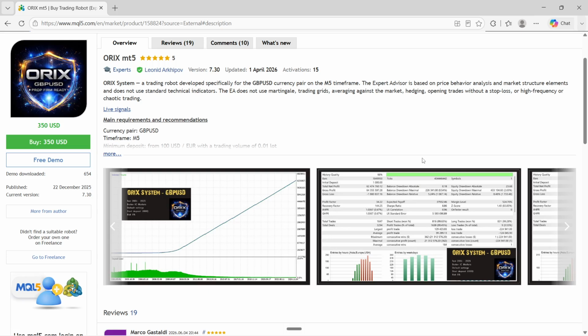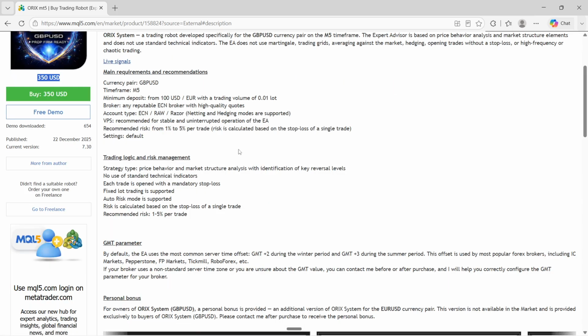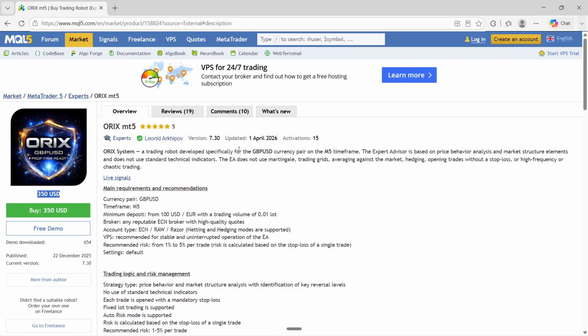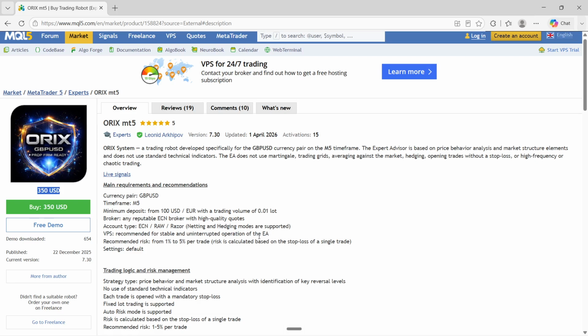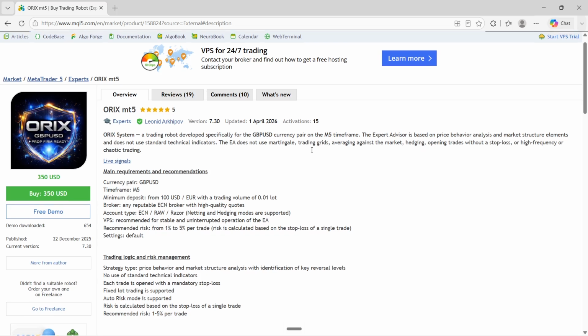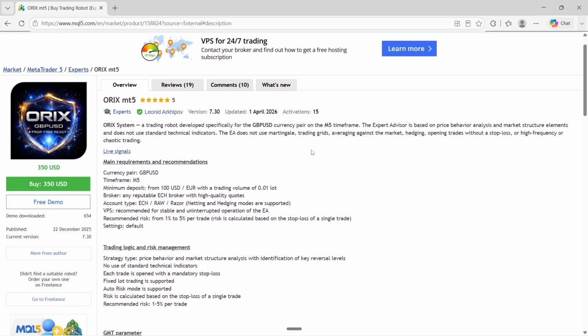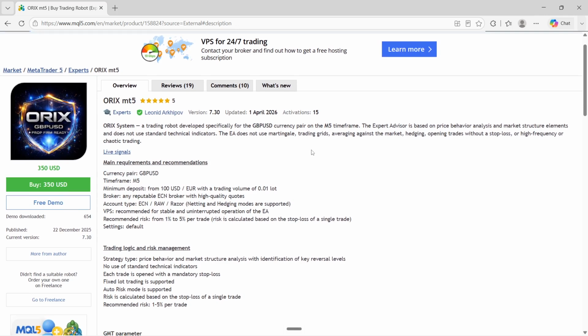As you can see, the EA costs $350. And if you expand this, you can see from the MQL5 page that the Orix system is developed specifically for the GBPUSD currency pair on the M5 time frame. That's 5 minute time frame. The expert advisor is based on price behavior analysis and market structure elements and does not use standard technical indicators.